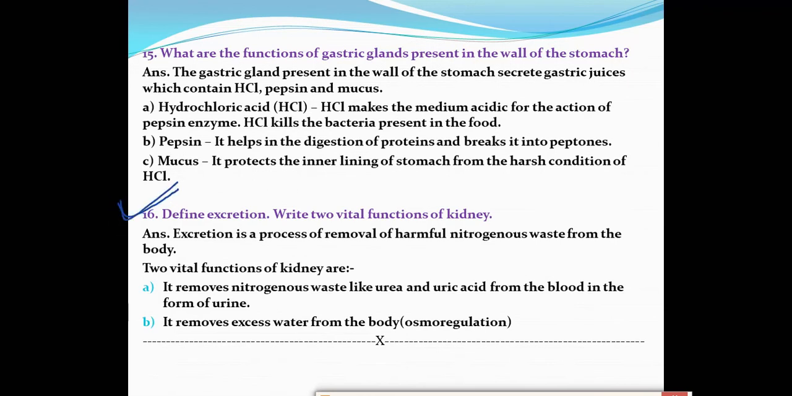Now question number 16. Define excretion and write 2 vital functions of the kidney. So what is excretion? It is a process of removal of nitrogenous waste from the body. It is a process of removing nitrogenous waste like urea and uric acid from the body. And we have to also write the functions of the kidney. There are many functions of the kidney, but over here we have to give only 2 functions. The first function is that it removes nitrogenous waste like urea and uric acid from the blood in the form of what? In the form of urine. And second is that it removes excess water, and we call it osmoregulation. Besides this, it maintains the pH level of the body also. There are many other functions of the kidney, but over here we have to give only the 2 functions.